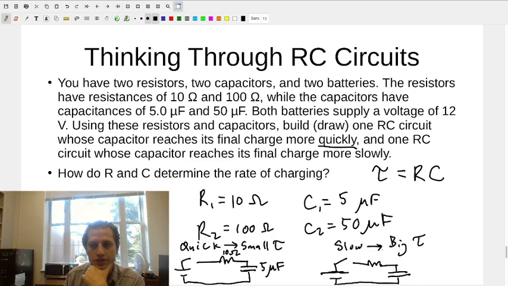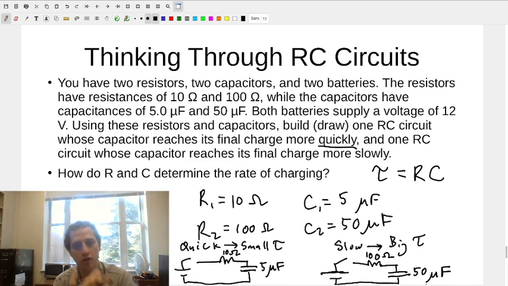On the other hand, if you wanted a slow charging, you'd have 100 ohms and 50 microfarads. So this one, instead of holding just 60 microcoulombs of charge, would hold 600 microcoulombs of charge, and the amount of initial current that would be produced would be 10 times smaller because you have a bigger resistance. Bigger resistance means that you get less current. Bigger capacitance means that you get a bigger charge, and that means that your eventual current persists for longer.